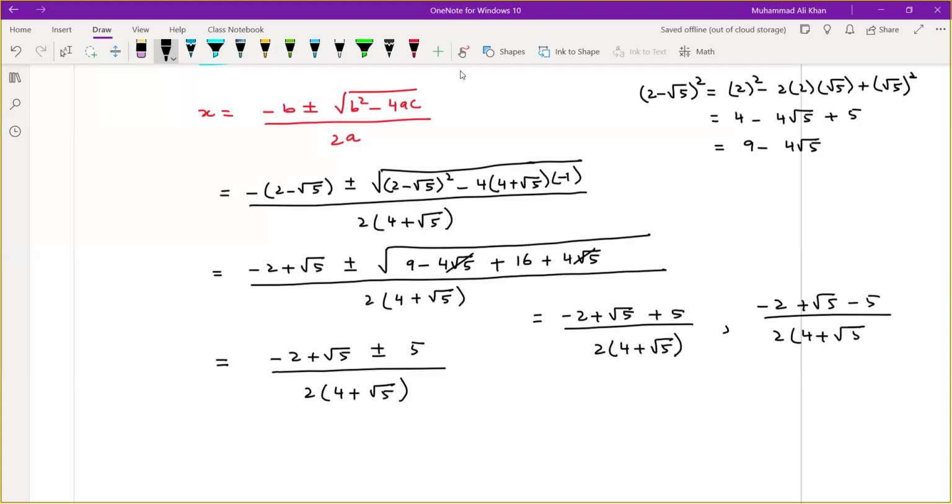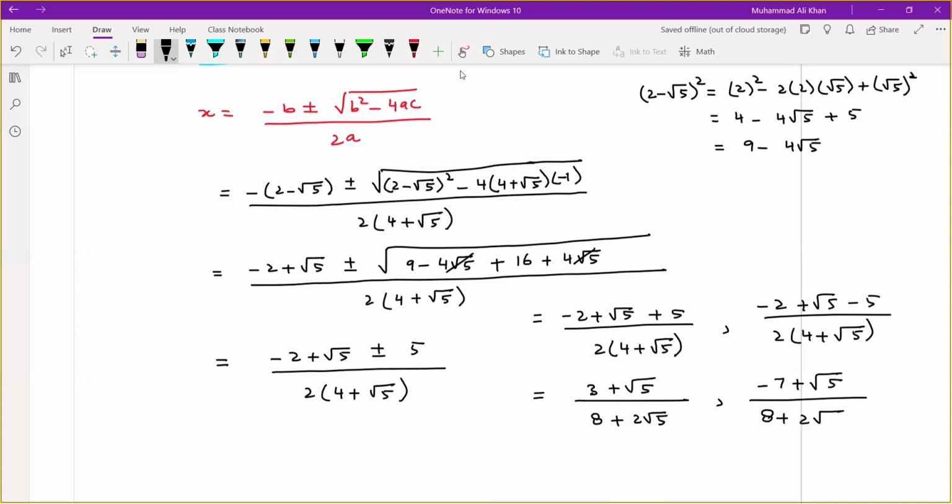5. अब देखा न्यूमरेटर में कैंसिलेशन तो नहीं हो रही 2 से, तो हम 5 minus 2 is 3 plus under root 5 और डिनोमिनेटर को भी हम मल्टीप्लाई करवा देते हैं. 4 2s are 8 plus 2 under root 5. And now here it is -2 minus 5 is -7 plus under root 5. डिनोमिनेटर को यहां पर भी मल्टीप्लाई करवा देते हैं, 8 plus 2 under root 5.